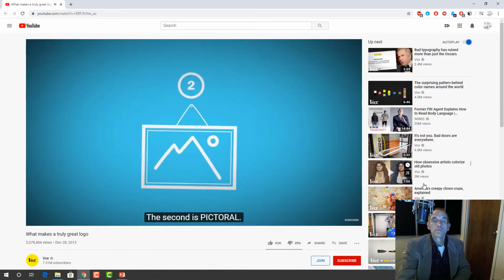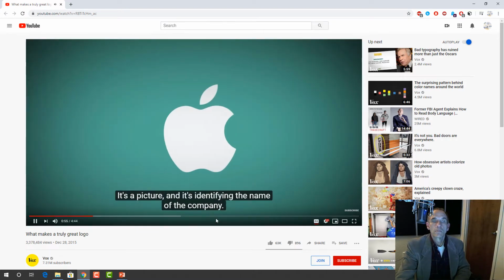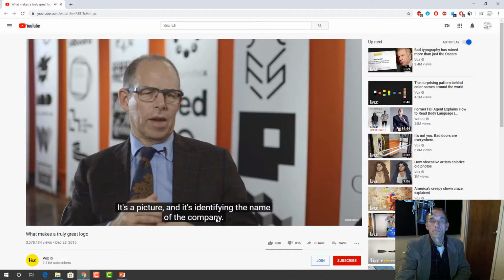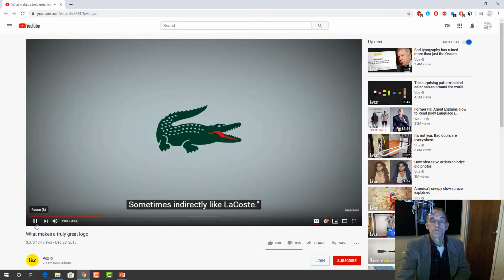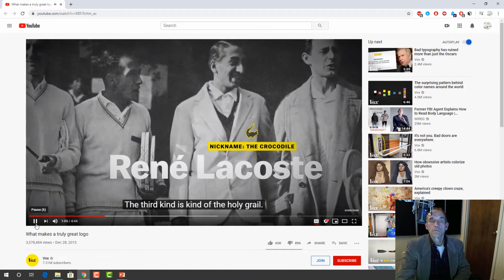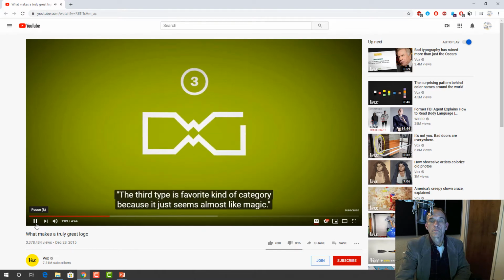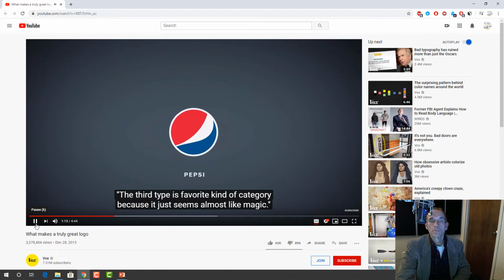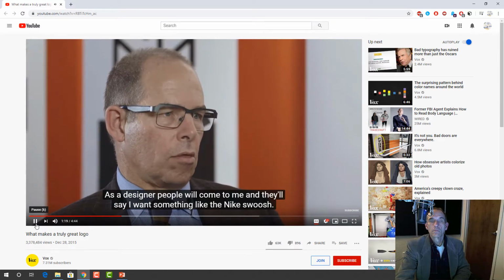The second is pictorial. Pictorial logos often function as a kind of rebus. It's a picture, and you say what's in the picture, and it sort of is identifying the name of the company, sometimes directly like Target, sometimes more indirectly like Lacoste. The third kind is kind of the holy grail, abstract iconography. It's everyone's favorite kind of category because it just seems almost like magic. As a designer, people come to me and they'll say, oh, I want something like the Nike swoosh.